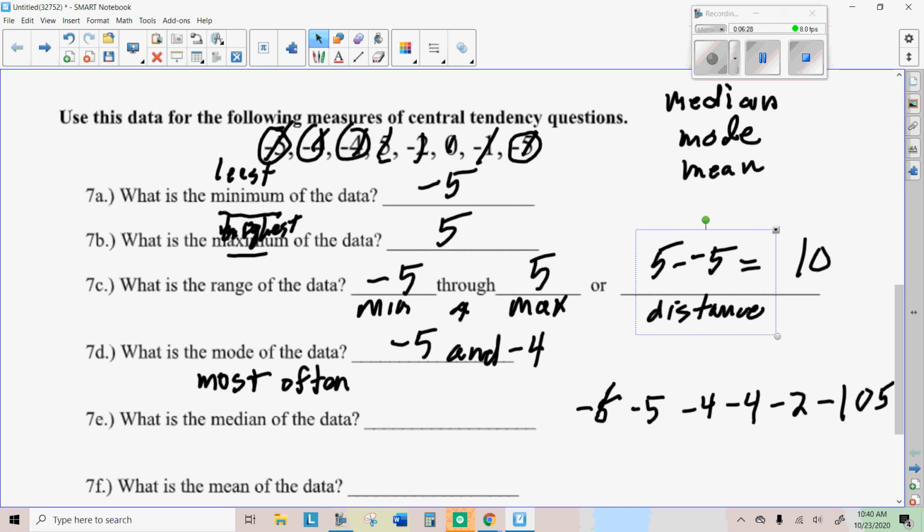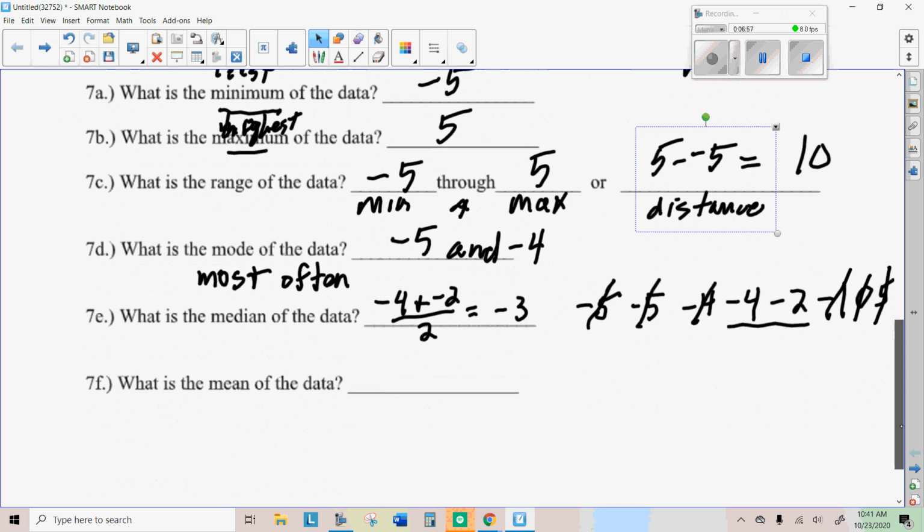One way you could do that is cross off the ends one at a time until you get to the middle. And if you have two numbers in the middle, like we do here, -4, -2, then you have to find the number right in between those two. To do that, you're going to add those two, basically finding the average, the mean of those two numbers, and divide that by 2. And so that's -6 divided by 2, which is -3.